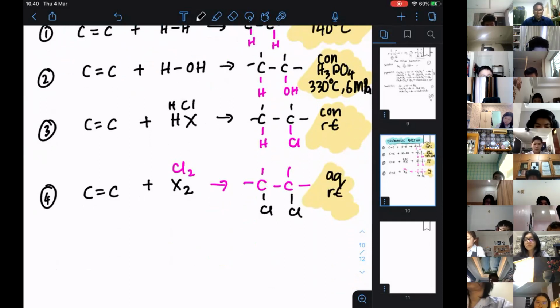One thing to note is that if we are reacting with Cl2, especially with Br2, the Br2 is orange in color. In comparison to free radical substitution, electrophilic addition happens in a very reactive manner. Therefore, the orange color of the Br2 will be decolorized immediately. That is the difference if you compare with free radical substitution.